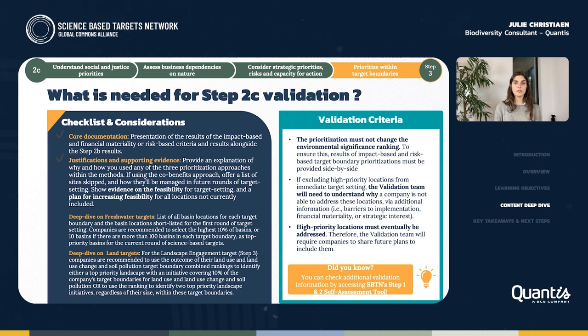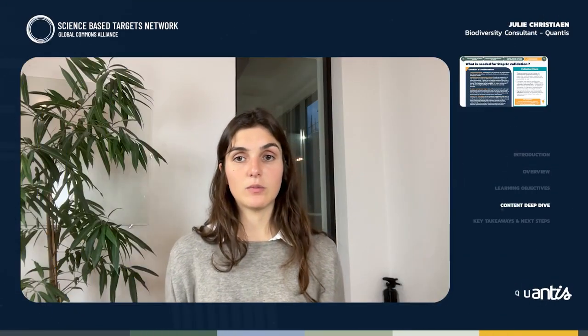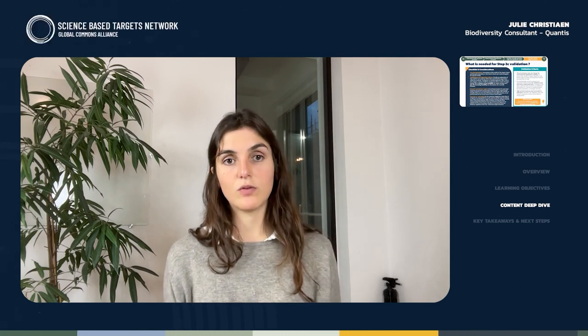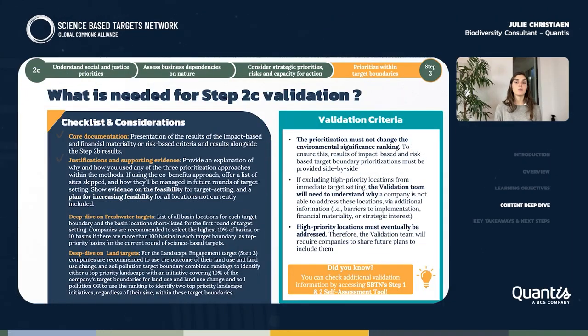So what are the validation criteria associated with those requirements? Firstly, the prioritization must not change the environmental significance ranking. To ensure that this is the case, results of impact-based results from Step 2B and risk-based results based on Step 2C must be provided side by side so that the validation team can understand the prioritization criteria followed by each company. The prioritization must also be performed separately for each target boundary.